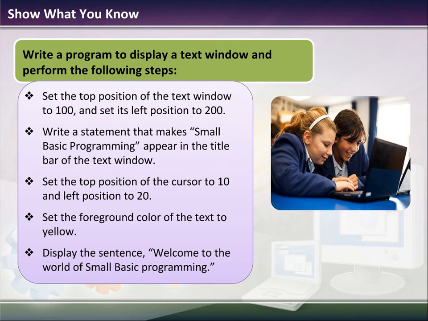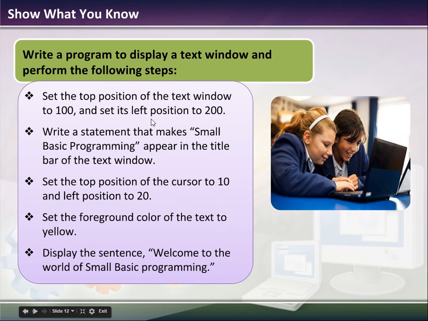So what you should know how to do is write a program that displays text in a text window and do the following things. Set the position of the text window to 100. Set its left position to 200. Write a statement that makes Small Basic Programming appear in the title of the bar. Set the top position of the cursor to 10 and the left position to 20. Have the foreground color of the text be yellow, and display the sentence, "Welcome to the world of Small Basic Programming." So let's try that now, okay?